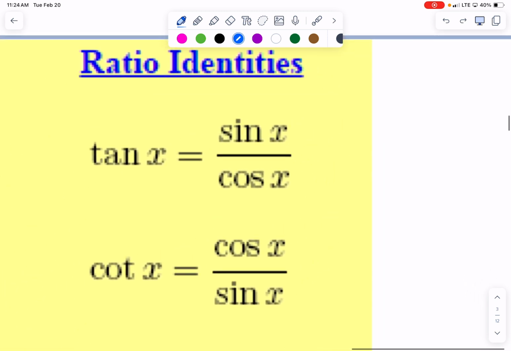Ratio identities. Tangent is sine over cosine, and the reciprocal of tangent is cotangent, so that is cosine over sine. Makes sense to me. Easy peasy lemon squeezy.